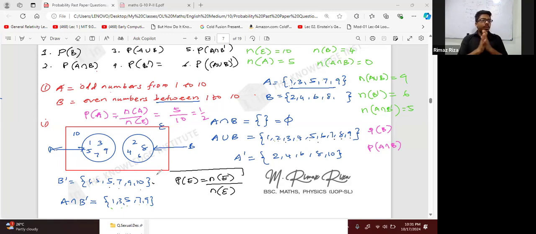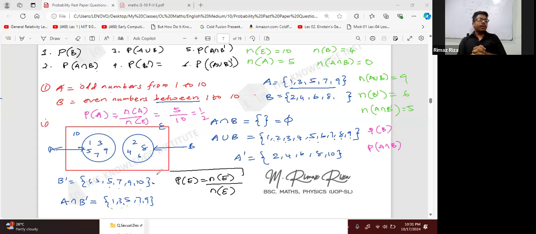Okay, and then probability of A intersection B dash. Fifth one, probability of A intersection B dash. So 1, 2, 3, 4, 5 elements are there, divide by 10. 5 out of 10, or 1 out of 2. Very good. Give it up. Very good. I'm so happy.